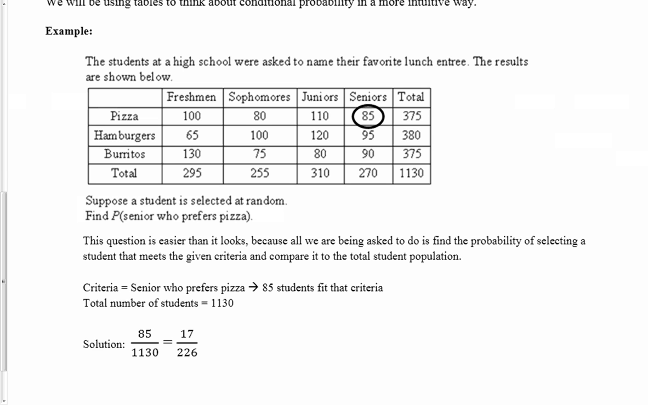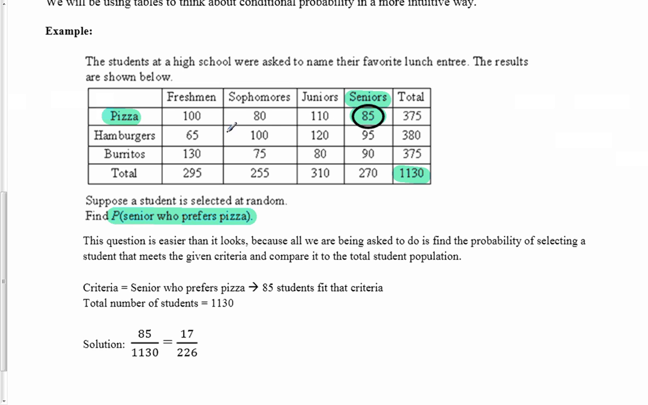Well, the probability of finding someone who is a senior and someone who prefers pizza, we just need to look for the intersection of those two things. We look for pizza, we look for seniors, and we look where they overlap. And we see that there's 85 out of a grand total in this whole table of 1,130. By the way, if you haven't seen a table like this before, it's called a two-way table.